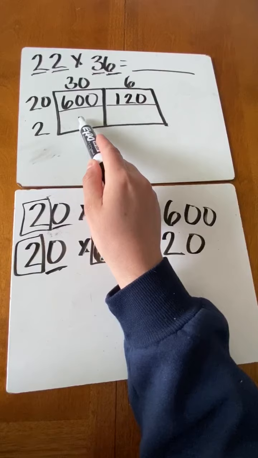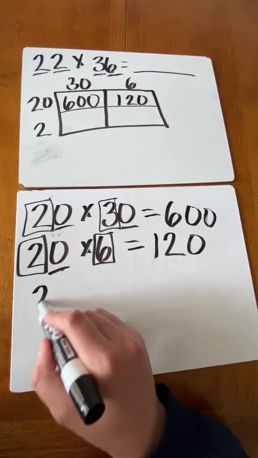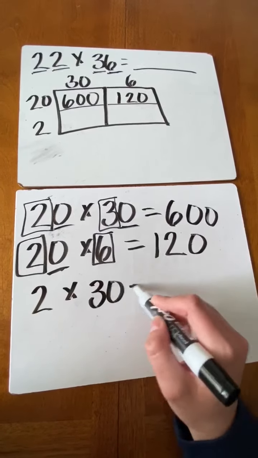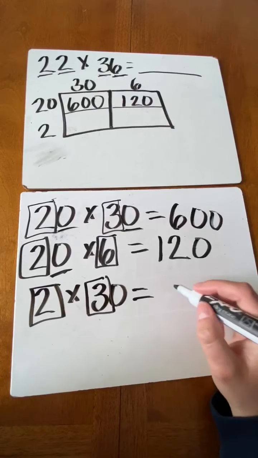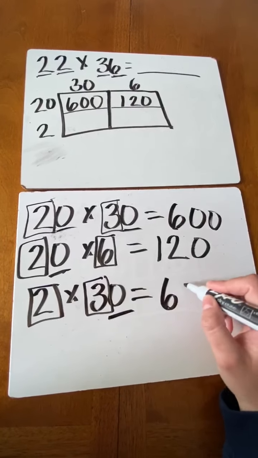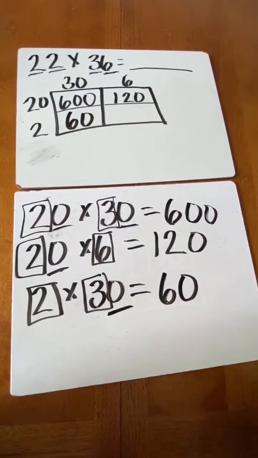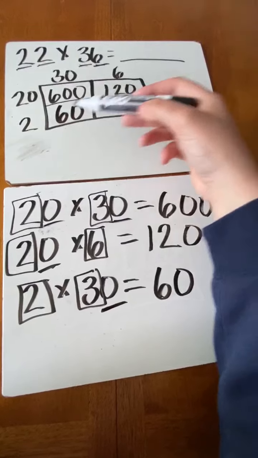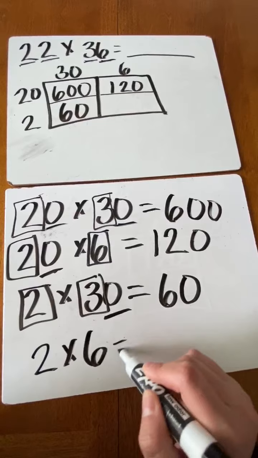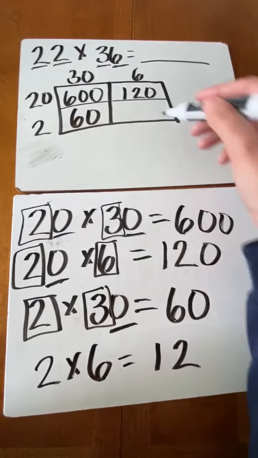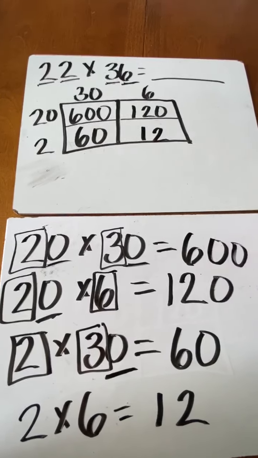Now the next thing, I need to find this box. So I'm going to do 2 times 30. I'm going to take my 2 and my 3. 2 times 3 I know is 6, and I have 1 0, so I'm going to add my 0. So my answer here is going to be 60. Now to find my answer for my last box, I'm going to do 2 times 6. I know 2 times 6 is 12. Now I have my answer for each one of these boxes.